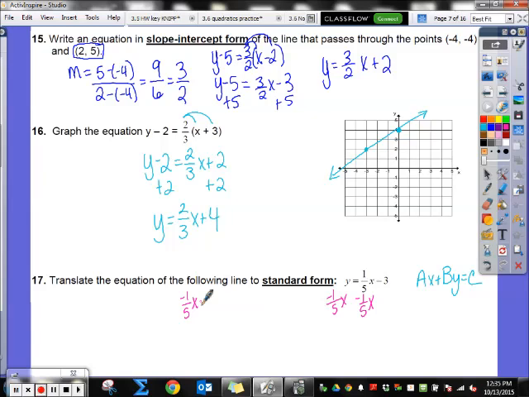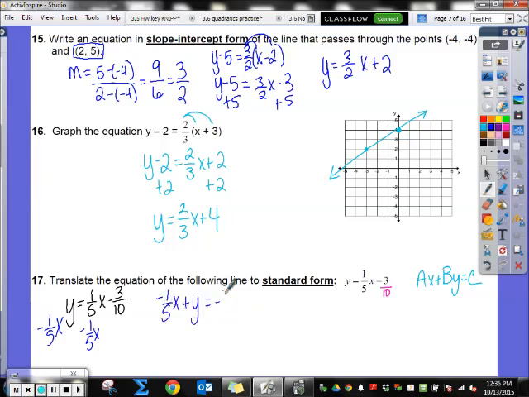Oh, and actually I made a correction. This is supposed to be over 10, and I apologize. So I'm going to rewrite the problem that we're working with, because on your review, that's what it is, and I don't want to confuse you. So I'm actually starting with the equation y equals 1/5 x minus 3/10. So now, you still start out the same way. I've still got to minus this 1/5 x. And I have negative 1/5 x plus y equals negative 3/10.